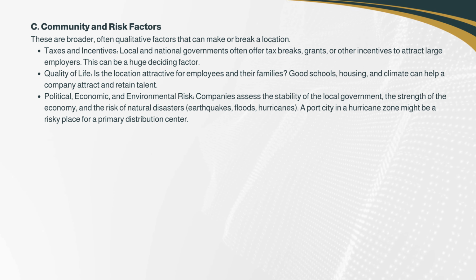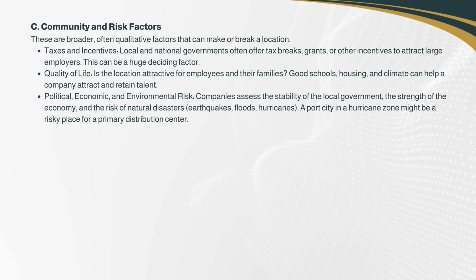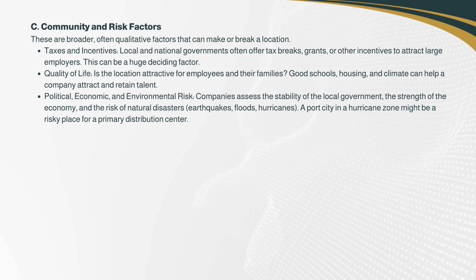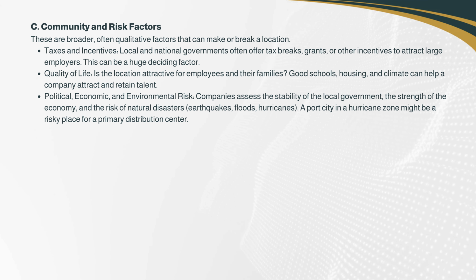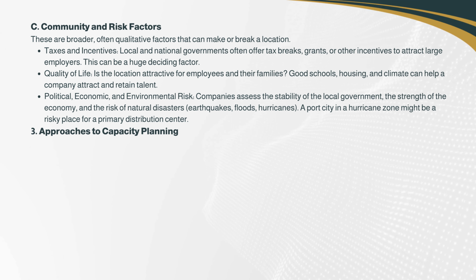Companies assess the stability of the local government, the strength of the economy, and the risk of natural disasters: earthquakes, floods, hurricanes. A port city in a hurricane zone might be a risky place for a primary distribution center. 3. Approaches to capacity planning.